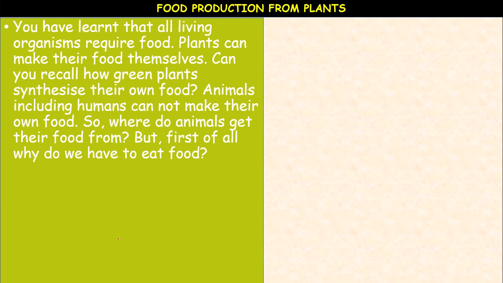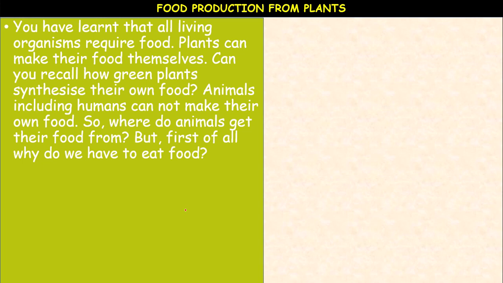The animals including human beings cannot make their own food. That is why we are called heterotrophic organisms. So where do animals get their food from? Yes, either from plants or from other animals. Herbivores get their food from plants and their plant products. Carnivores depend on animals and their products, isn't it?